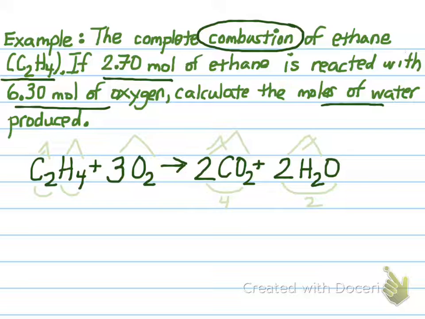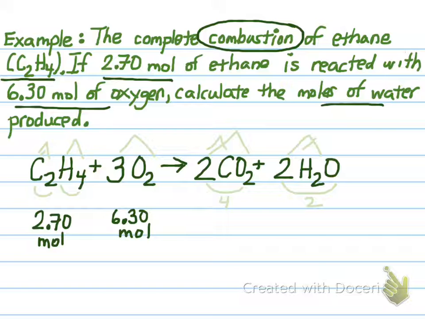Now again, these are story problems, so I like to summarize the information underneath my problem so I don't have to keep looking back at it. So this problem says that I have 2.70 moles of ethane and 6.30 moles of oxygen.